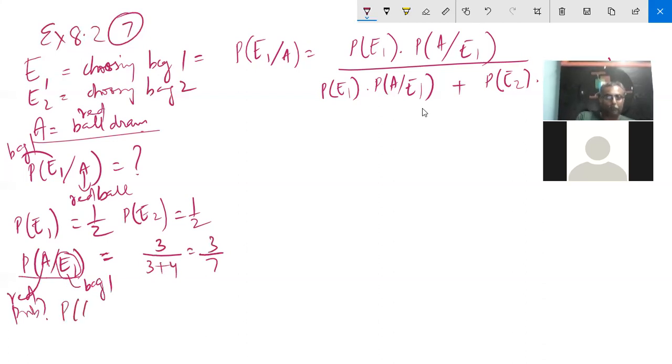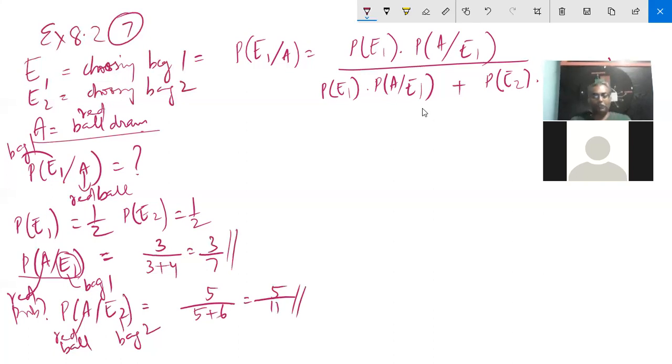The other one is probability A given E2 you have to find. That is, you put your hand inside bag 2, what is the probability that you will draw out a red ball? Okay, you understand? So bag 2 contains 5 red balls and 5 plus 6, the total number of balls. So 5 by 11. This is the probability.